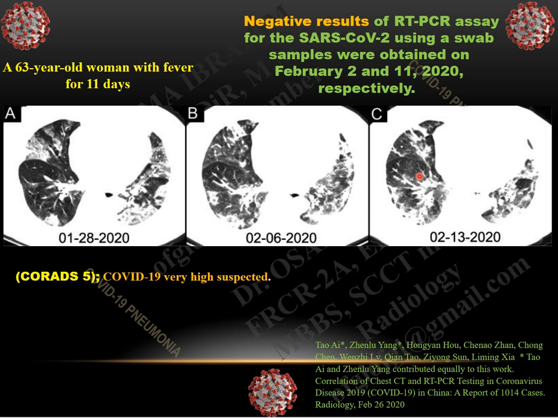I think this is the last case: a 63-year-old woman with fever for 11 days. The first examination showed multifocal areas of consolidation in subpleural distribution and basal distribution in the middle lobe and the lingula also. In the next study, areas of ground glass appeared, and the areas of consolidation and ground glass opacity had not improved in the study after 2 weeks. However, at the start we diagnosed it as CO-RADS 5, very highly suspected for COVID-19. However, it had two negative results also in the laboratory RT-PCR assay.